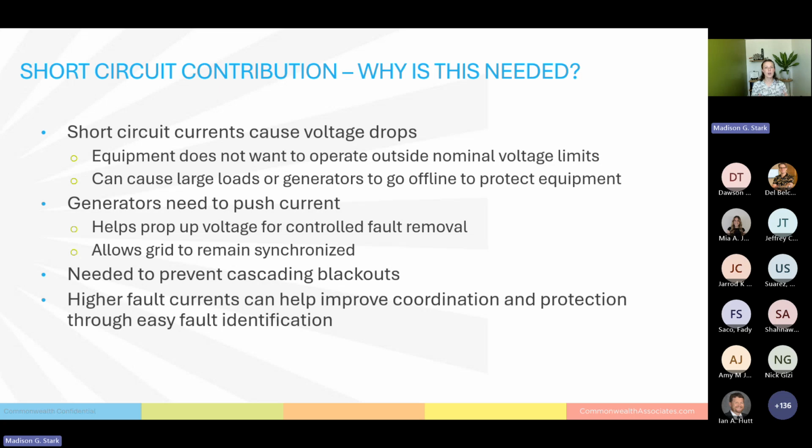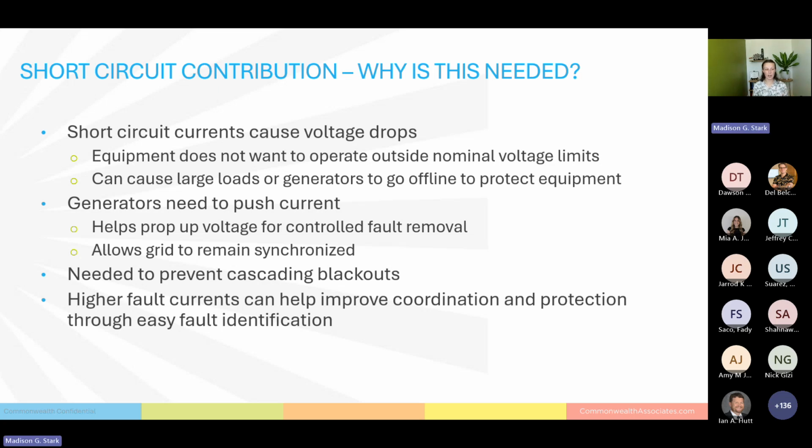But how this happens is I have a short circuit fault. My voltage drops. Well, this generator that's right next to the fault sees the worst of the voltage drop. Now he's going to drop offline. But because he dropped offline and he's not pushing current anymore, the voltage drops further. And then the next generator drops offline. And you see that cascading, that domino effect. By having generators push current for a period of time, you can prop the system up just enough that the fault can be remediated and the grid doesn't have this cascading failure effect.